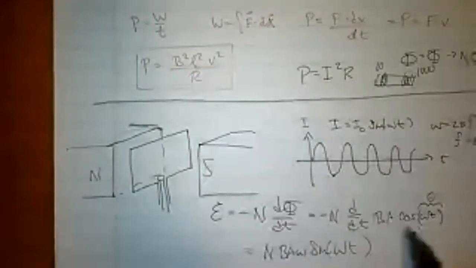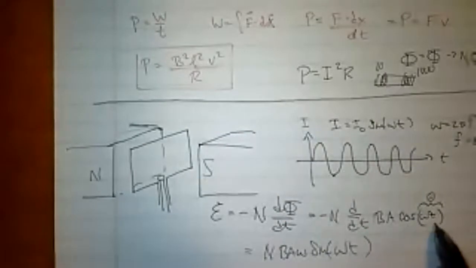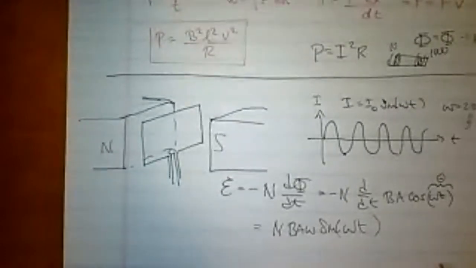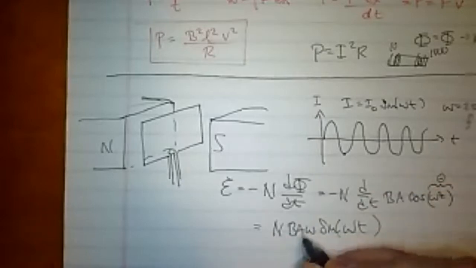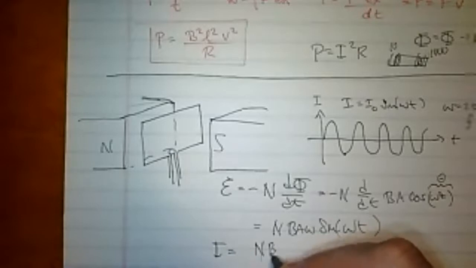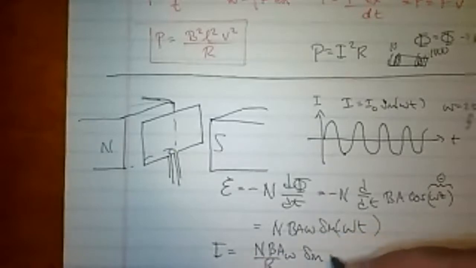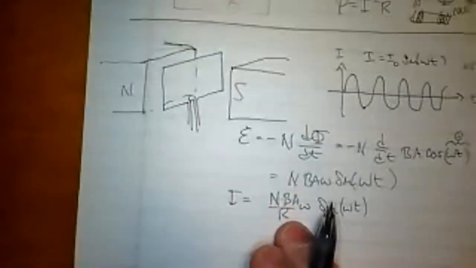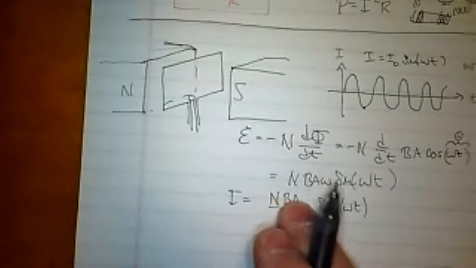Because the chain rule requires us to take the derivative of cosine with respect to the argument times the derivative of the argument with respect to t. So that's why I got the omega out there. That's going to give me my voltage. And of course, if I took that and divided it by the resistance, I'd get the current. So current would equal N B A over R omega sine omega t, which is what I was showing you here. So obviously I0 would be N times B times A over R.